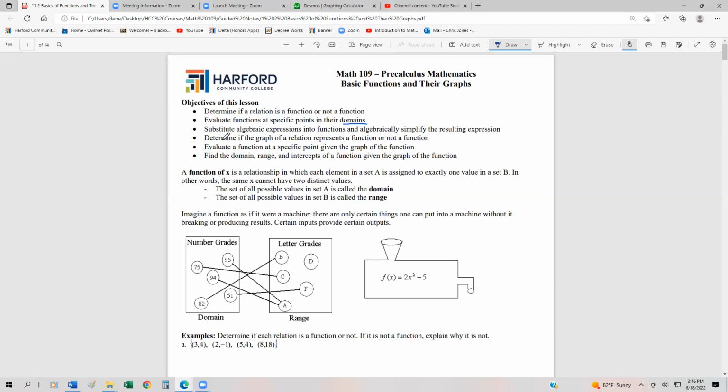We're going to determine if the graph of a relation represents a function or not a function. And then we're going to evaluate functions at specific points on the graph of the function. And then finally, we're going to find the domain, range, and intercepts of the function given the graph.